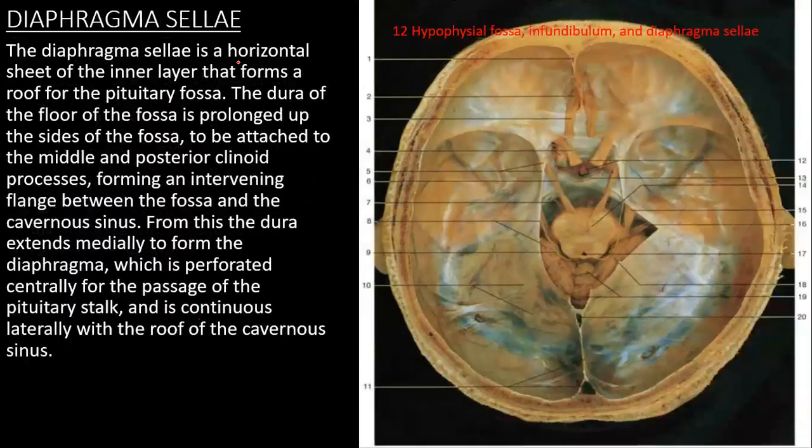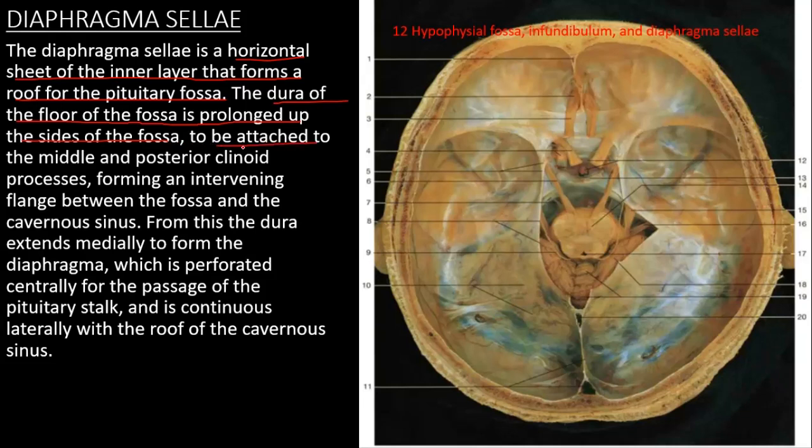So the diaphragma sellae, it is a horizontal sheet of the inner meningeal layer that forms the roof of the pituitary fossa. Okay, so it is separating the pituitary fossa from the other parts of the middle cranial fossa. So it acts like a diaphragm. No wonder the name. Now, dura of the floor of the fossa is usually prolonged up to the sides of the fossa. That is the pituitary fossa, also known as the hypophyseal fossa.